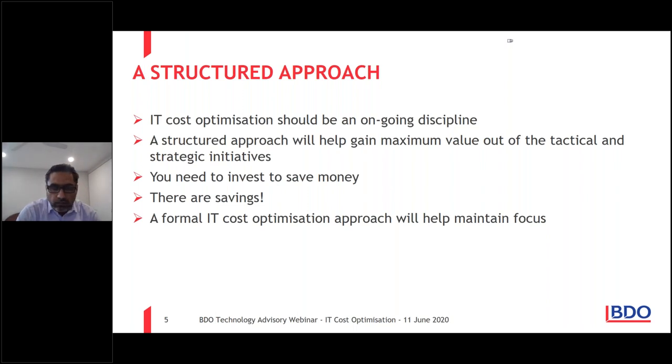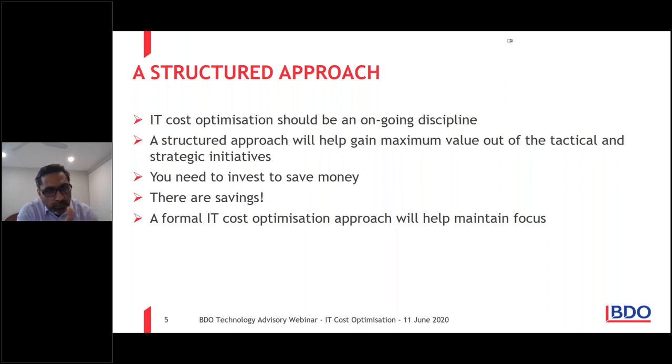The next one is that a structured approach does deliver cost savings. We will touch upon a case study at the end of this presentation, but there is value and there are savings in there. So with that confidence, if we start putting in a structured approach, it becomes a part of the DNA, a part of our regular approach rather than a one-off activity.